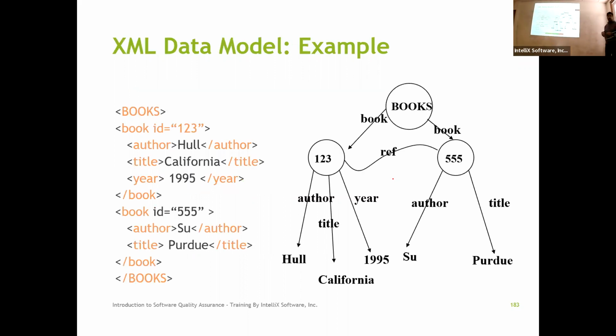Okay, this is how it works. In this case, the books has two books. One with the ID 123, the other with ID 555. So this is how you can visually say that the information is gathered together. Every book has author, title, and a year. Some books have only author and title. So I don't have to specify the year in this case.